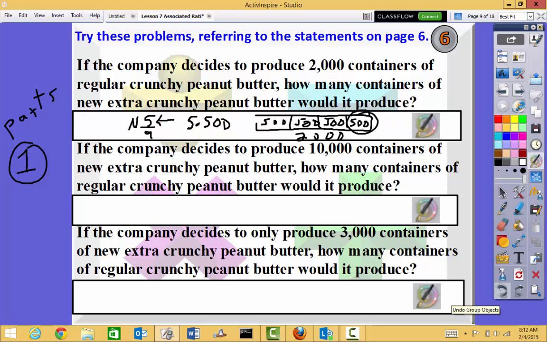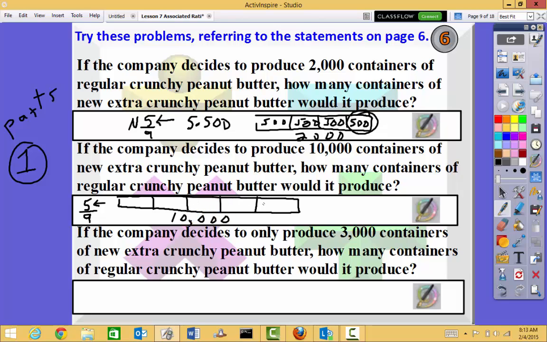So let's try this next one. If the company decides to produce 10,000 containers of new extra crunchy, so new extra crunchy was a ratio of 5 to 9, how many containers of the regular crunchy peanut butter would it produce? Well, now I'm going to make a tape diagram, but now I have 5 parts. So I need to break it up into 5. 1, 2, 3, 4, and 5. How big is this whole thing? Well, it's 10,000.